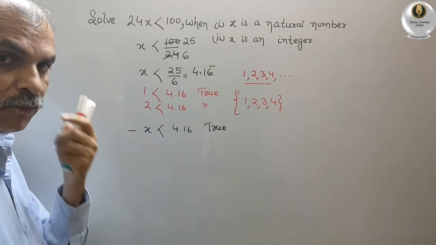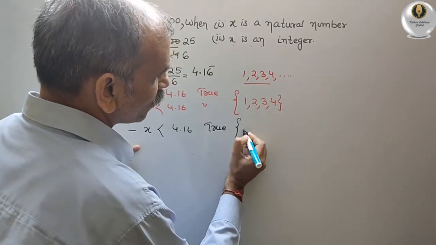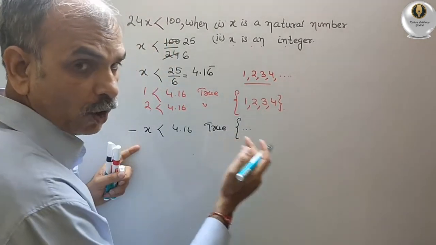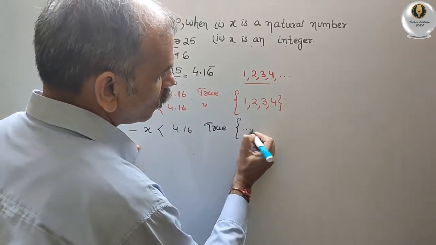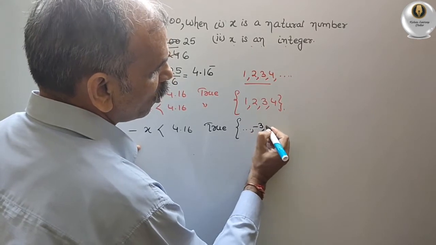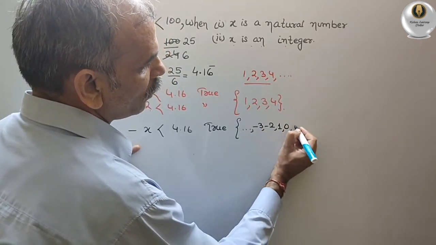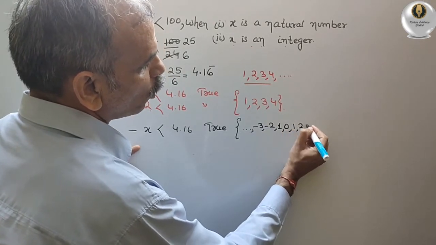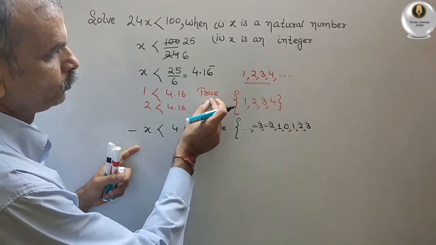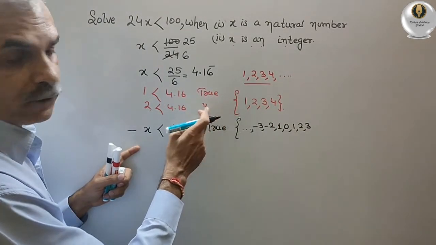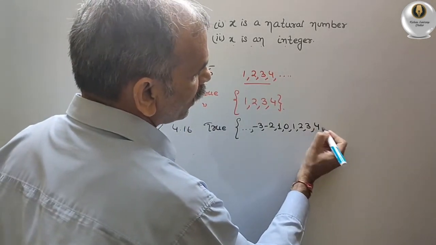So therefore, how will we write here? We can write like this: dot dot dot, or you can write it as minus infinity, dot dot dot, comma, minus 3, comma, minus 2, comma, minus 1, comma, 0, comma, 1, comma, 2, comma, 3, and we know up to 4 is true, as we have seen here. So that means up to 4 is true.